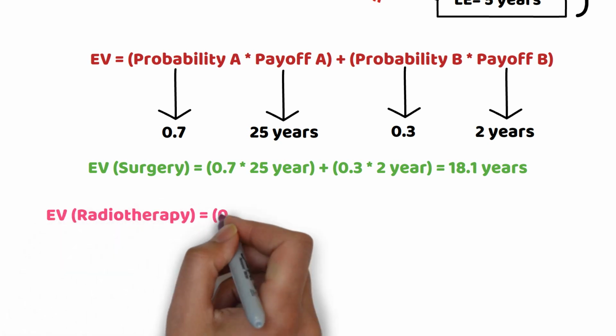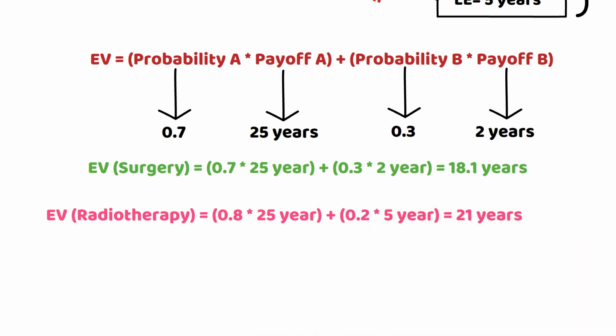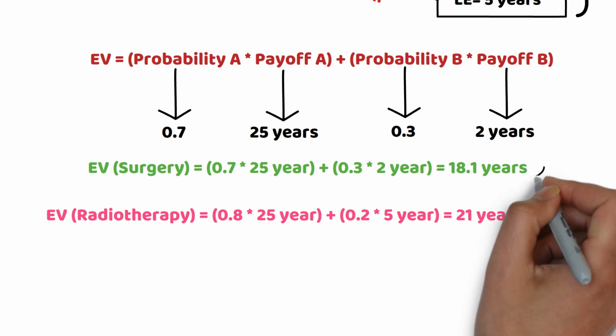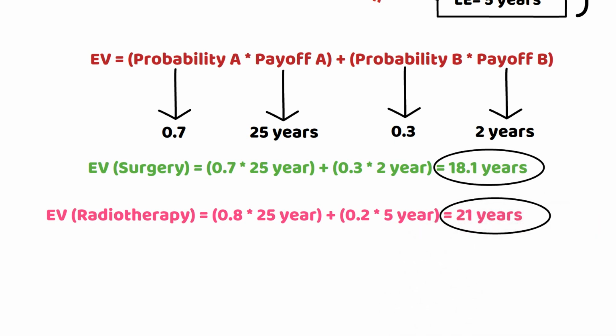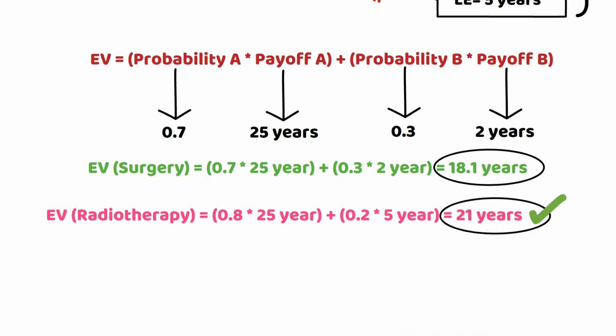Similarly, we will put all the values for radiotherapy to calculate the expected value, which is coming as 21 years. So in this example, we can say that radiotherapy is a relatively better choice for treating cancer patients. This way, we can reach the optimal decision using the decision instrument.